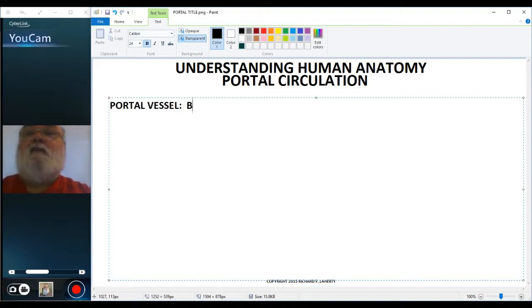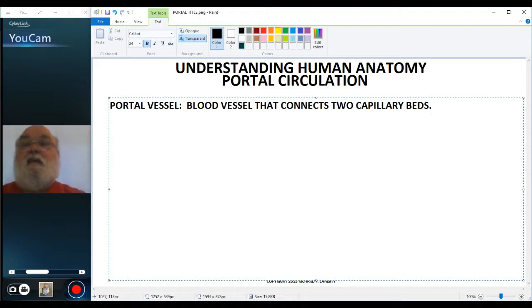And this is a blood vessel that connects two capillary beds. So with a portal vessel, instead of blood going through a capillary bed and then back to the heart, it goes through a capillary bed through the portal vessel to another organ, and then that blood flows through the second organ before returning to the heart.